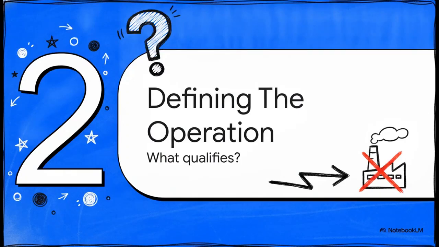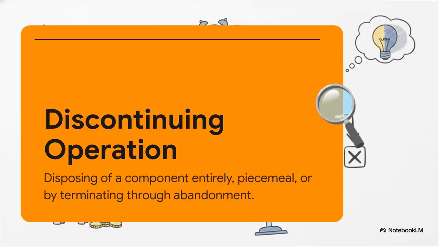Moving right along to Section 2, Defining a Discontinuing Operation. Listen, this definition is the absolute core of the exam. If you misclassify an operation here, your entire answer just goes right off the rails. The standard formally defines it as disposing of a component of an enterprise pursuant to a single plan. But how you actually dispose of it can look pretty different.